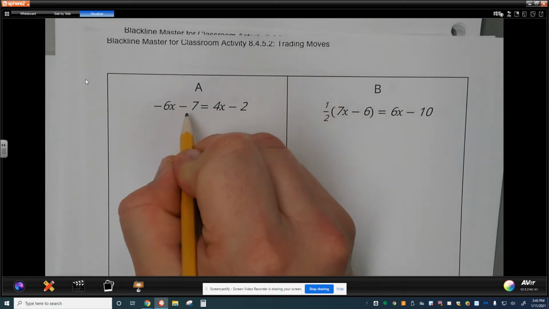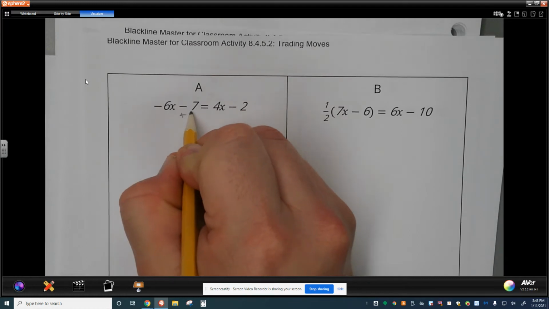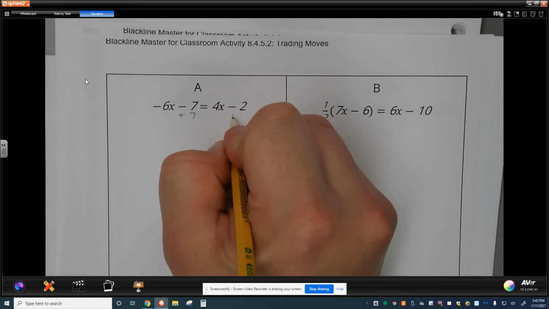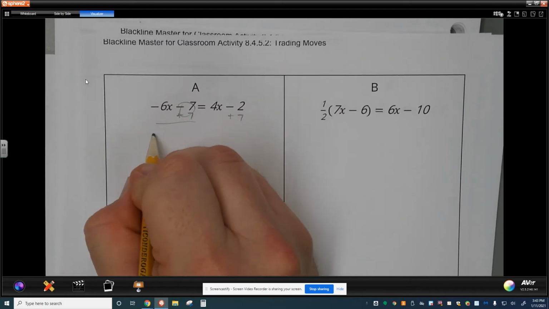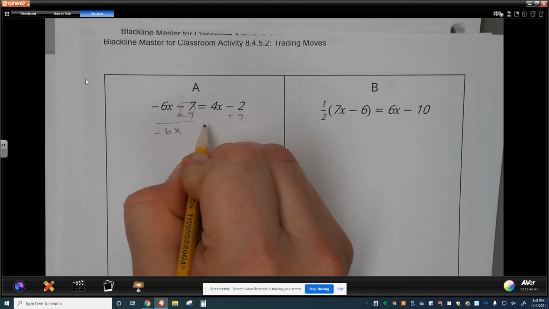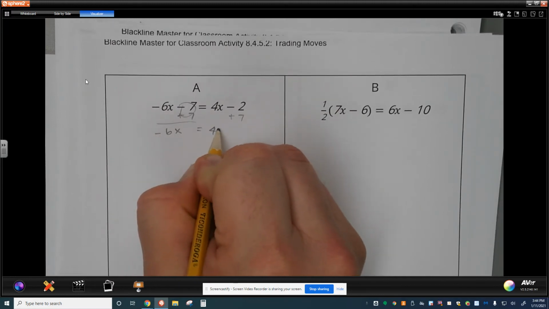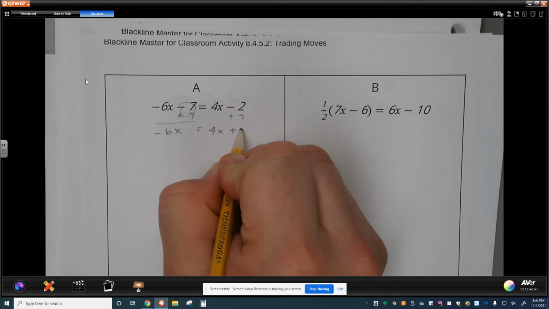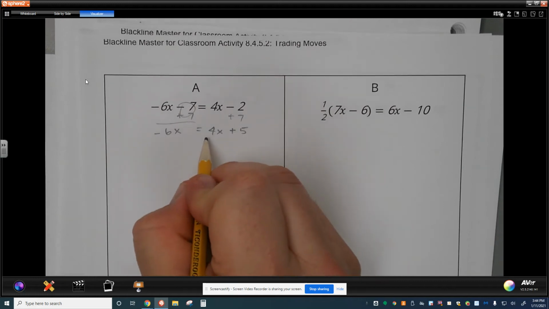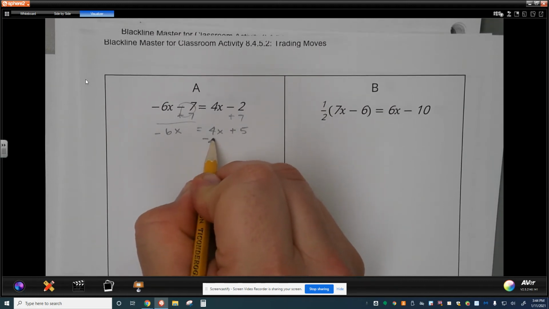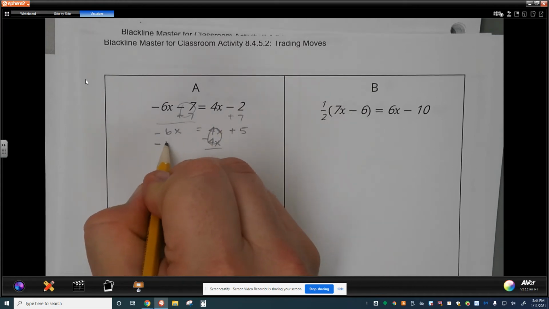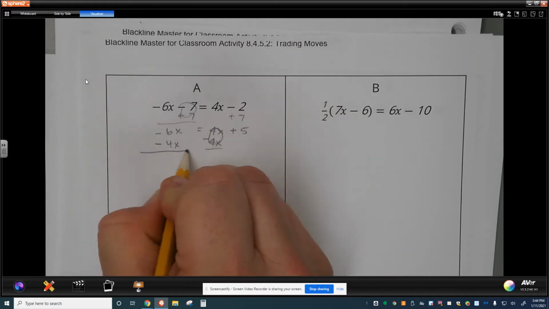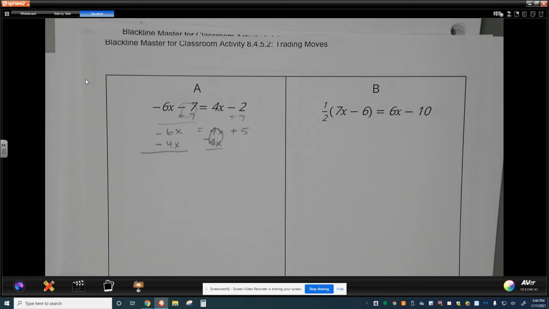We can say, well, I want to get rid of the 7 first. You can do that too. And we do that using the addition property of equality, leaving me with a minus 6 times x on the left, 4 times x plus 5 on the right. And then I will subtract the 4 times x to eliminate this term right here, subtracting the 4 times x over here, which brings me to another one of my favorite mistakes that sometimes we forget.